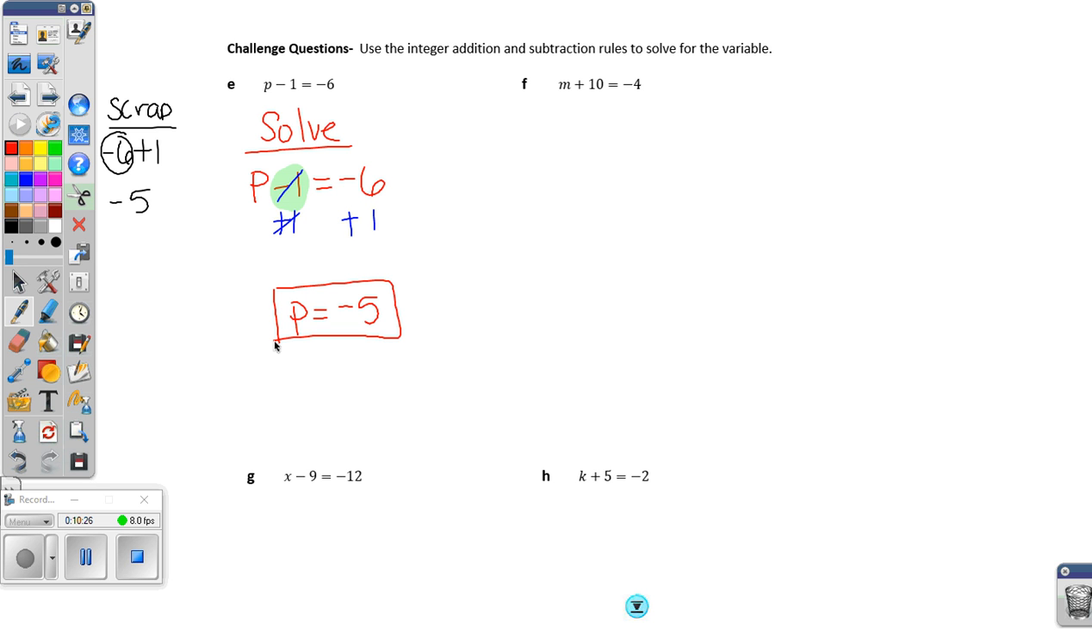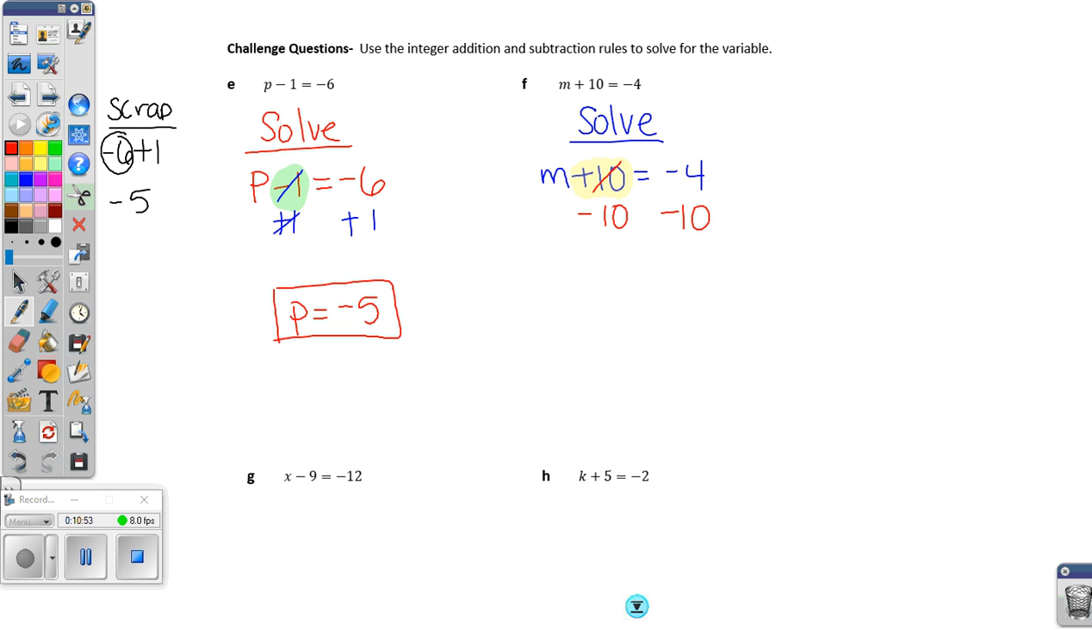Question F, we have m plus 10 is equal to negative 4. So we're solving for m this time. m plus 10 is equal to negative 4. We need to use the inverse operation of addition. As of right now, we have m plus 10, so we have to use the inverse operation of addition, which is subtraction. So subtract 10 on both sides.